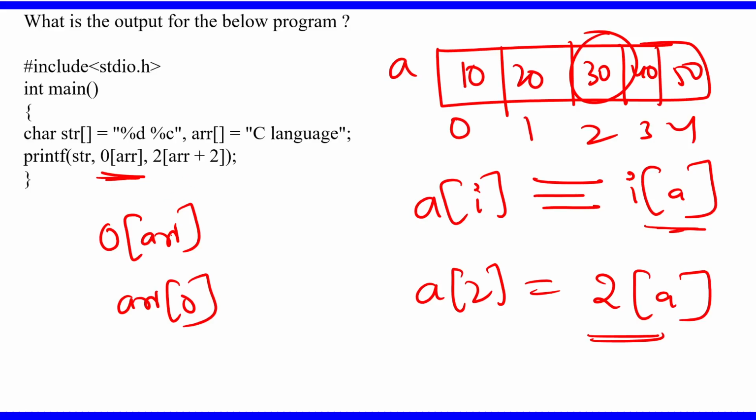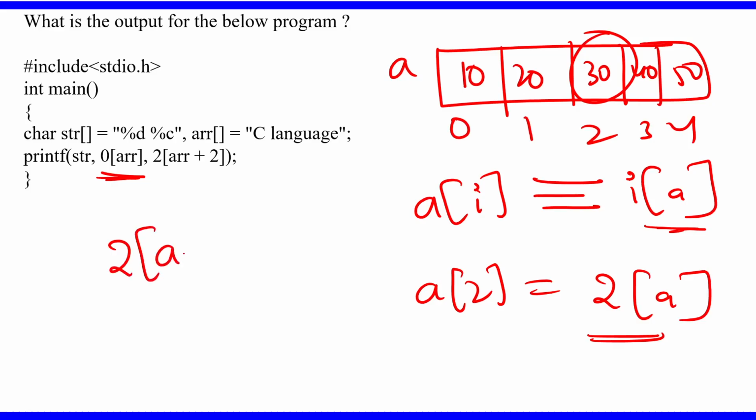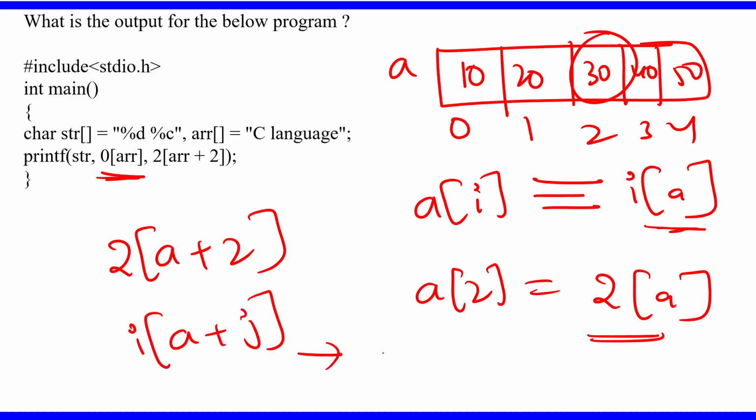Then in the second expression, I am having 2a plus 2. So this is something like i a plus j. In this case, what is the equivalent expression? We know a of i means i of a, but here I wrote i a plus j, so j is extra. Its meaning is a of i into j. That is the meaning of this expression. You have to multiply it with j. Now can you guess the output of this problem?